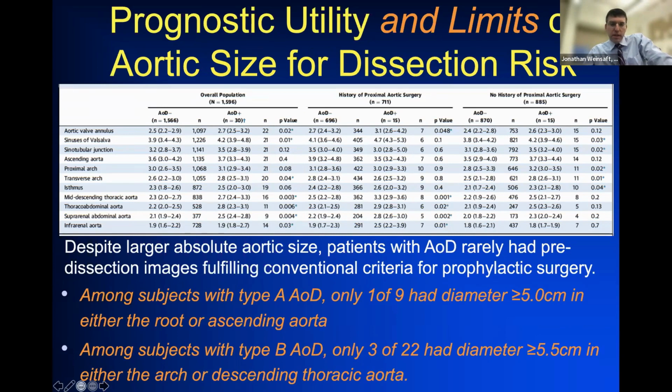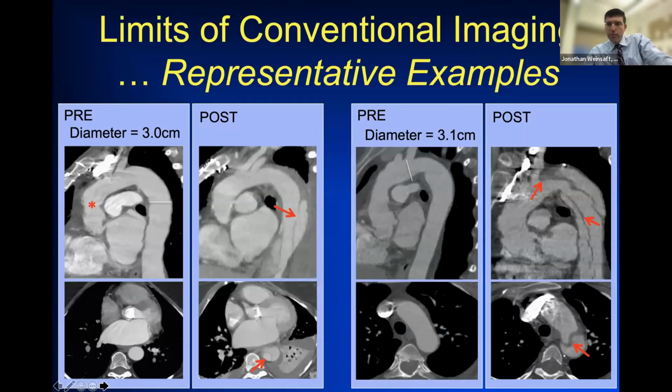And among patients with type B dissection, again, the large majority had minimal aortic dilation, highlighting the limits of this approach. Here's a representative example demonstrating that. Both pre and post dissection imaging, we can see mild but present dilation of the descending thoracic aorta prior to dissection, as you can see on the image on the left, 3.0 centimeters, with a subsequent type B dissection. Similarly, in this patient on the right, minimal borderline dilation of the aortic arch with a subsequent dissection in that region.